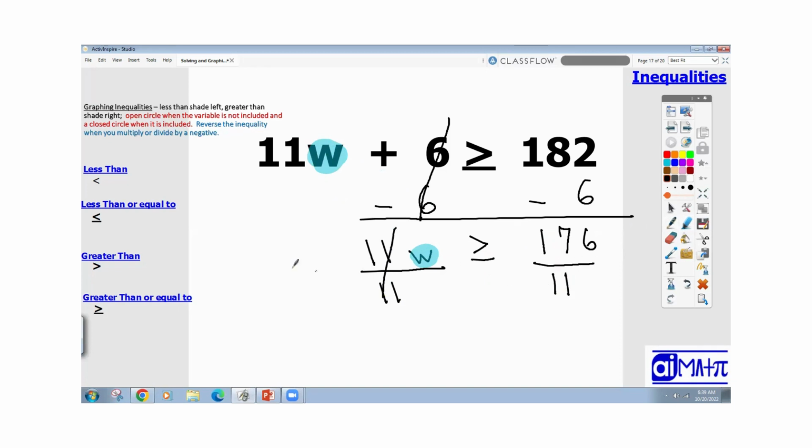This cancels out. And if I do quick division here, you may use a calculator, but 11 goes into 17 one time, goes into 66 6 times. So this would leave us with w is greater than or equal to 16.